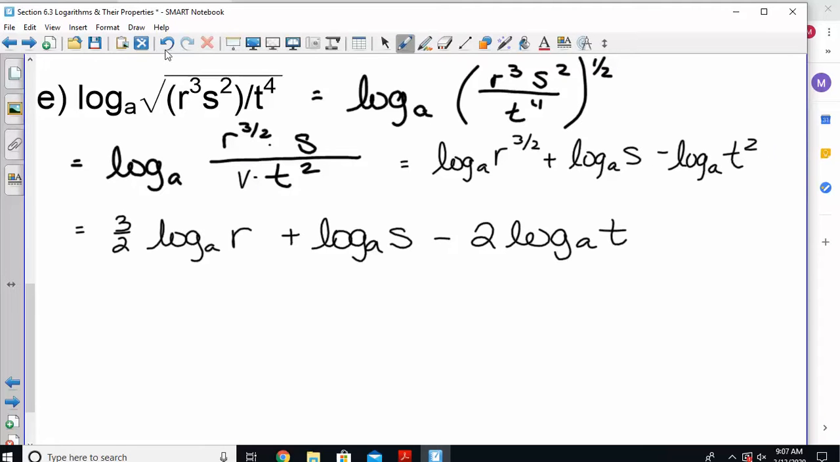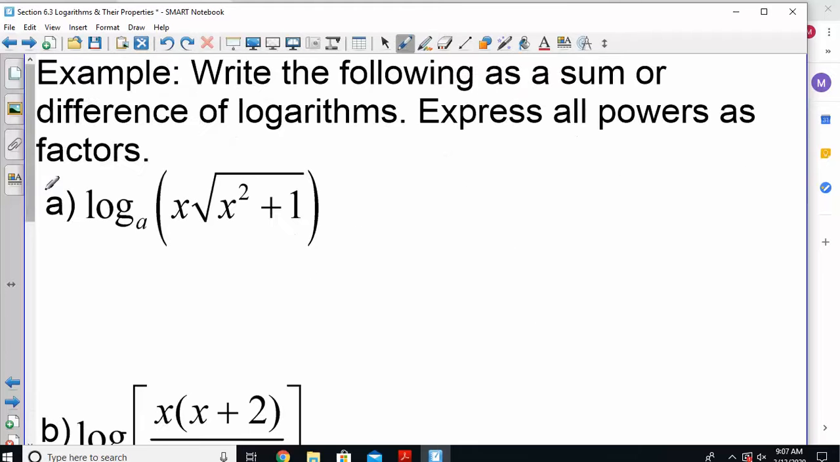And so then I just went ahead and brought down my exponents. I think you're just basically doing the opposite to get it all on the same line. We're just using those three properties to break it apart. So let's do some that are maybe a little bit up there.